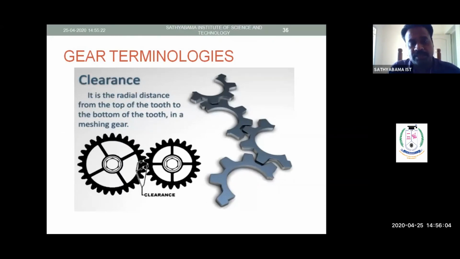Next, clearance. If two gears are mating each other, clearance is the radial distance from the top of the tooth to the bottom of the tooth in a meshing gear. You can observe it with these arrow marks. When two gears are meshed together, there will be a small portion left between the top of one tooth and the bottom of the other tooth. That space is called what? Clearance. If you look at this picture, you can observe these arrow marks moving towards each other. You can find that white colored small gap. That gap is called clearance.